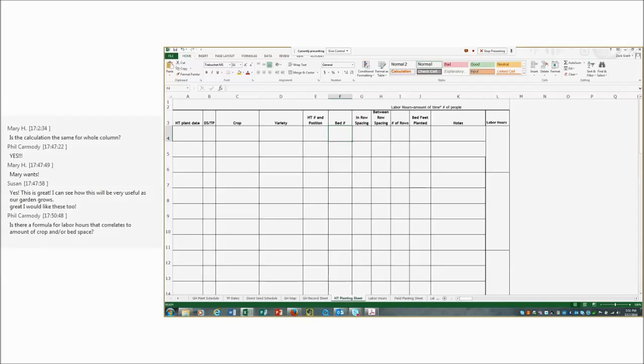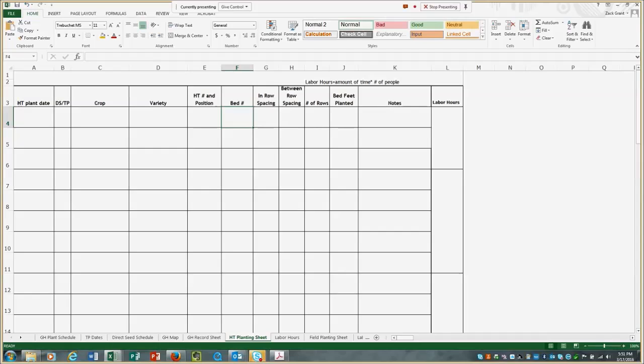Is there a formula for labor hours that correlates to the amount of bed and or labor space? Okay, so I don't have that, and even if I had the numbers for my specific setup, Phil, you would have to do something that reflects what you're doing at your operation.